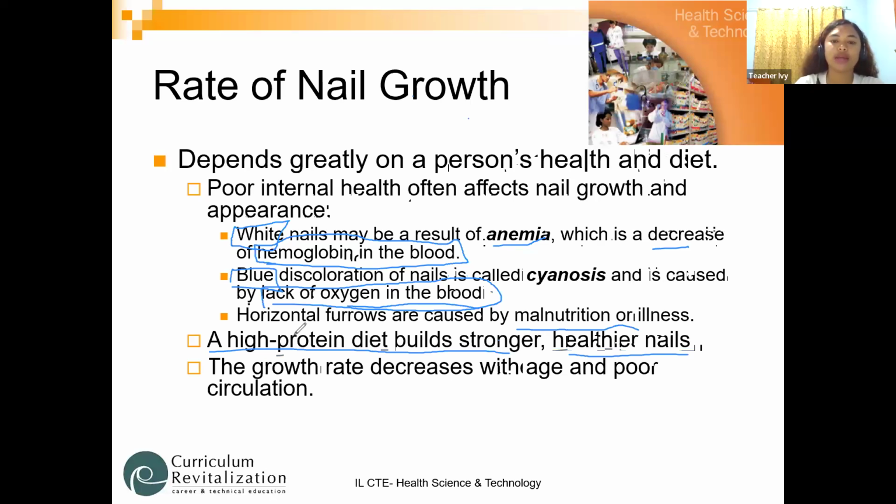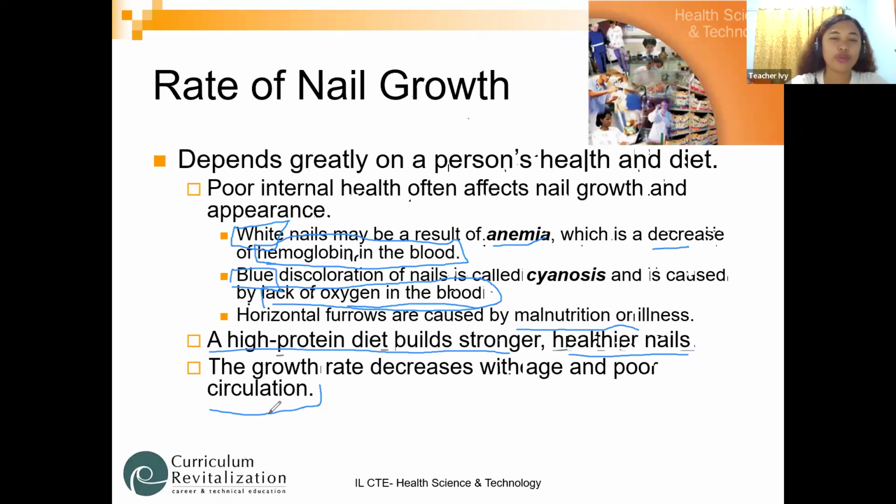Next one. The growth rate decreases with age and poor circulation. It means that when you become older, the growth of your nails decreases. It does not easily grow. And especially the growth of your nail will be affected if you have a poor circulation of blood in your body.